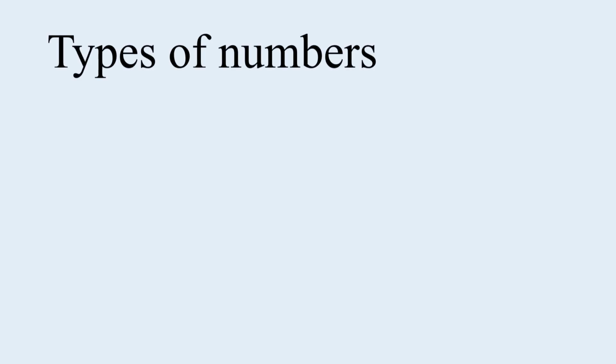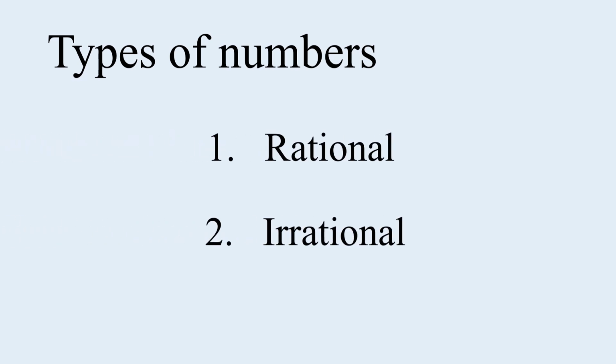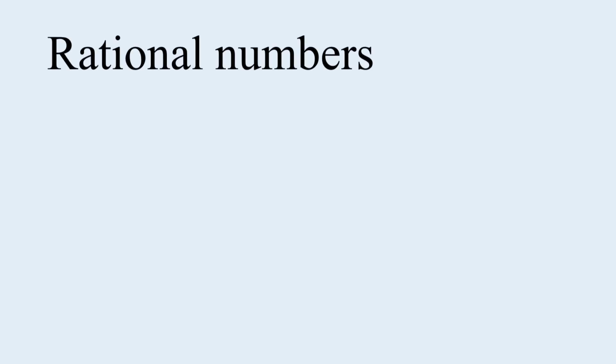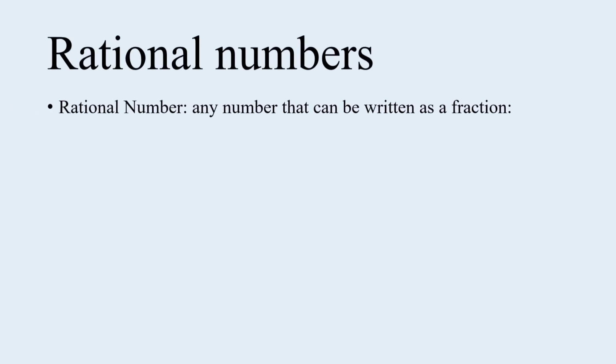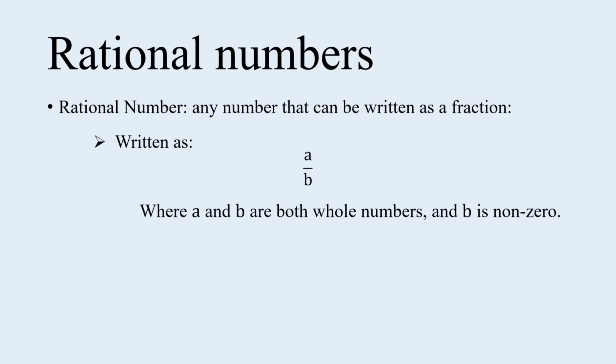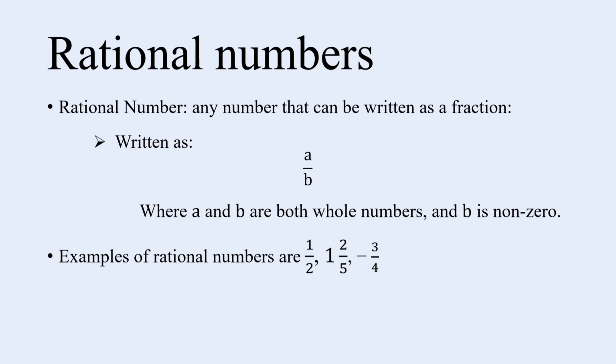In mathematics, there are two types of numbers: rational and irrational numbers. Let's start with the rational numbers. A rational number is any number that can be written as a fraction. In other words, they're written as a over b, where a and b are both whole numbers and b is non-zero. Examples of rational numbers include 1 over 2, 1 and 2 over 5, or negative 3 on 4.